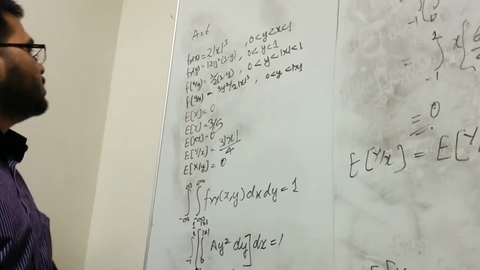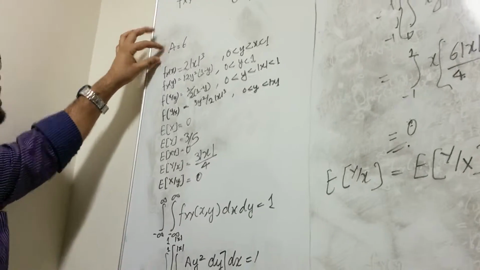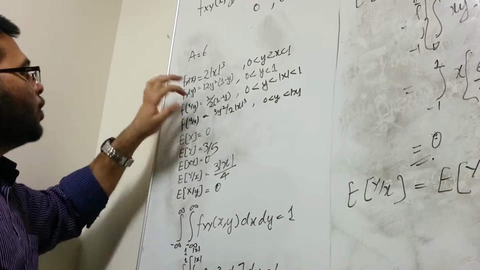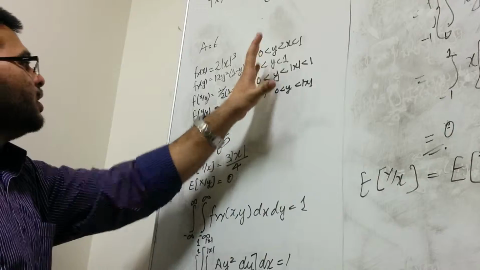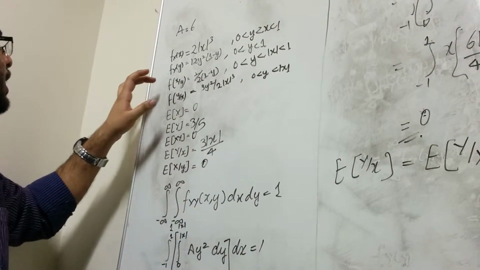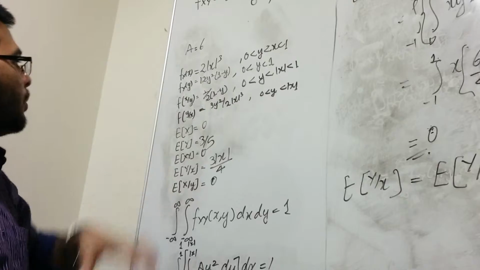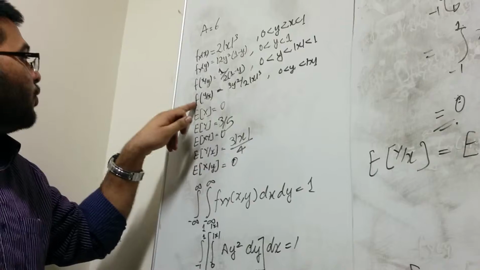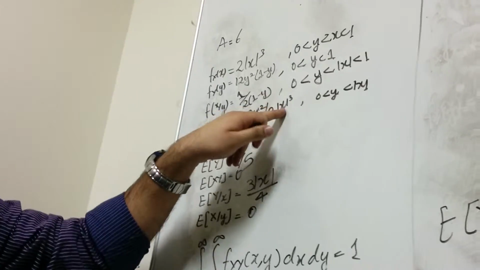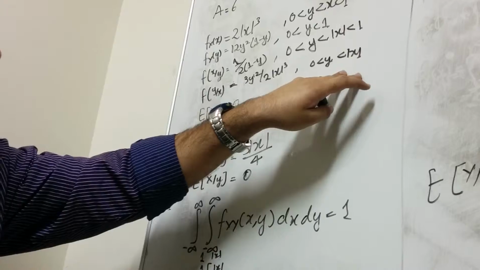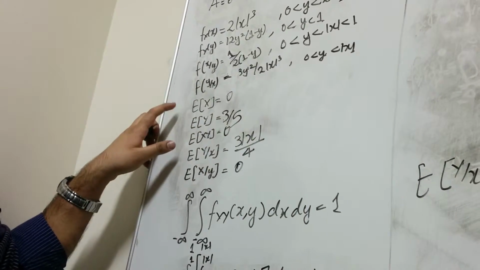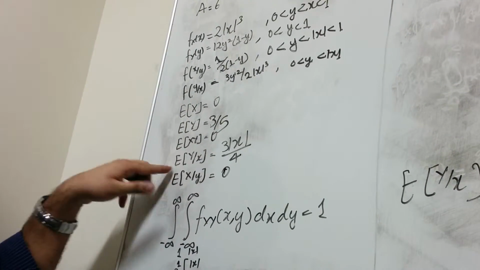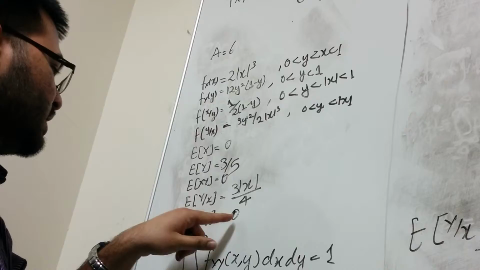Now after that, we have got the value of a, that is 6. The density function of x is 2|x|^3, the density function of y is 12y^2(1 - y), and these are the ranges for them. The density function of x given y is 1 upon 2(1 - y), and the density function of y given x is 3y^2 upon 2|x|^3, and this is the range for it. The expected value of x is 0, y is 3 by 5, E(XY) is 0, E(Y given x) is 3|x| by 4, and E(X given y) is 0.